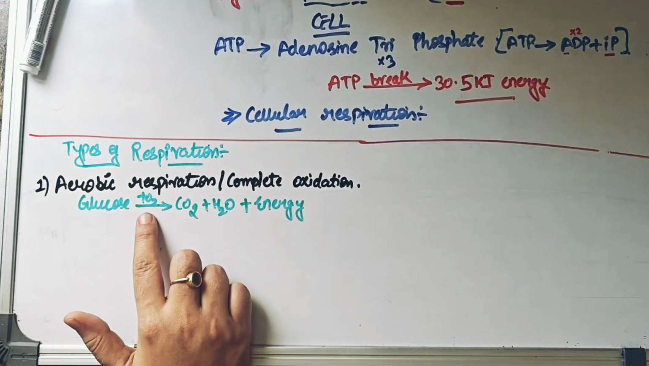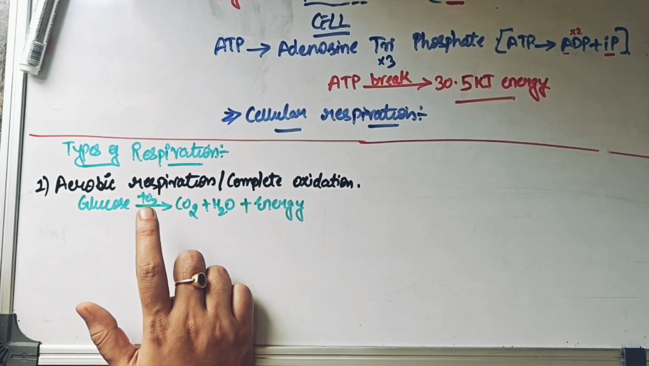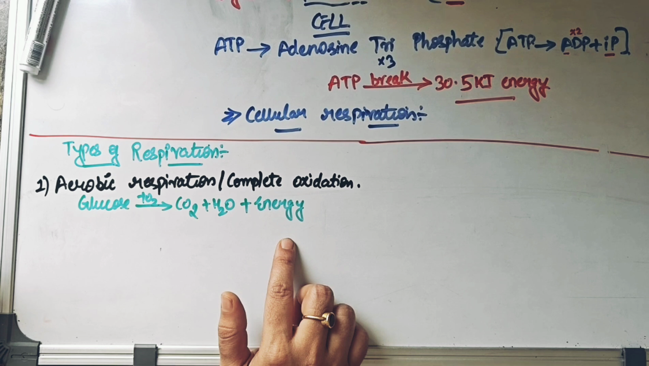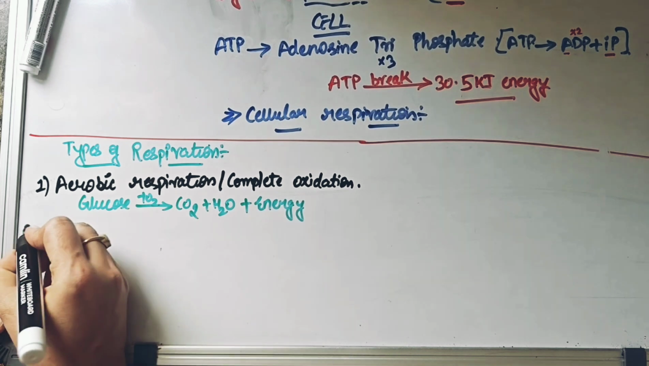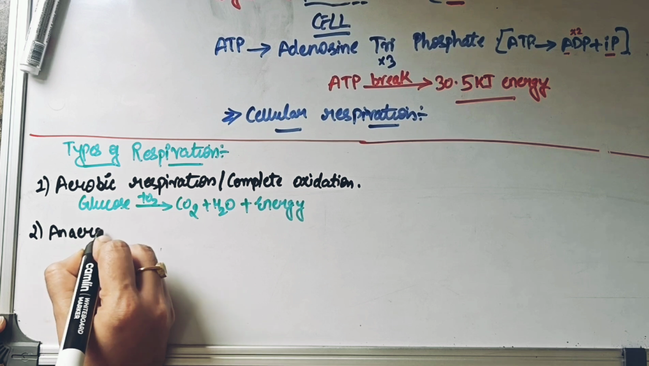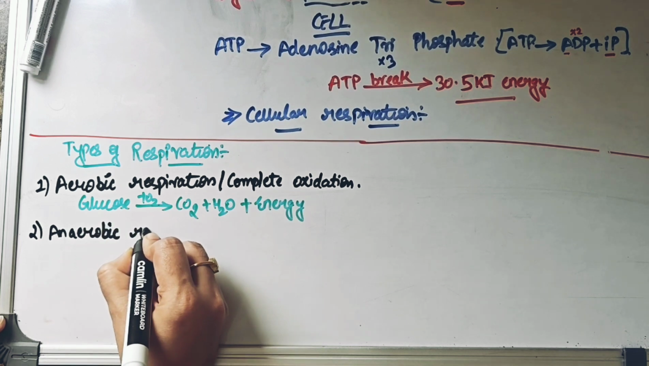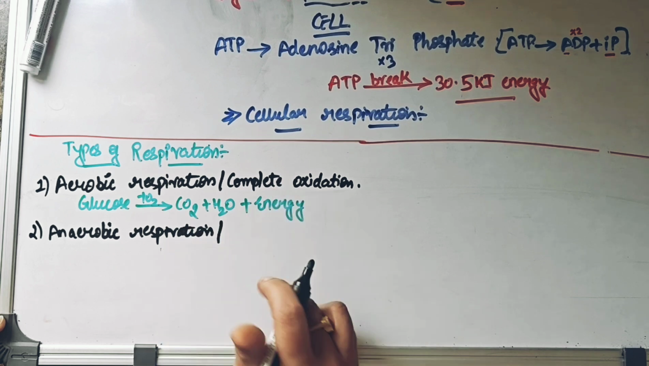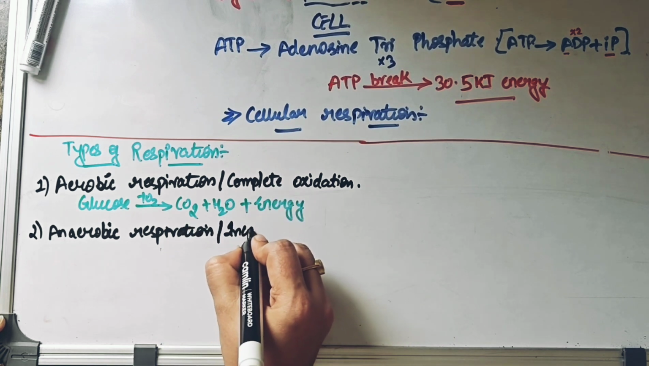Now see, if there is not a presence of any oxygen, there is no oxygen present at all, in that case also can oxidation happen? Do you think so? The answer is yes. And what is then that process known as? That is known as anaerobic respiration. Or I can also say this process as incomplete oxidation. Now I will tell you why.